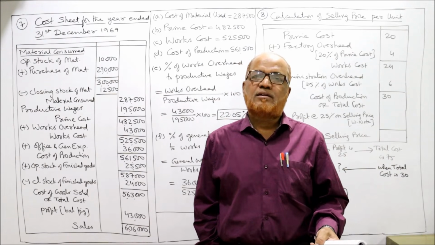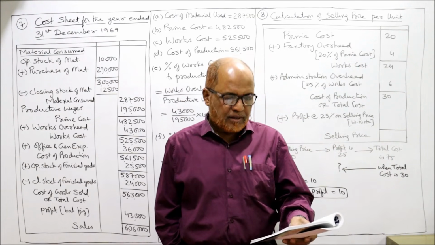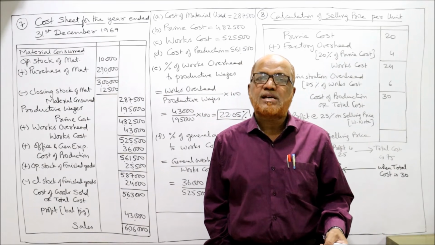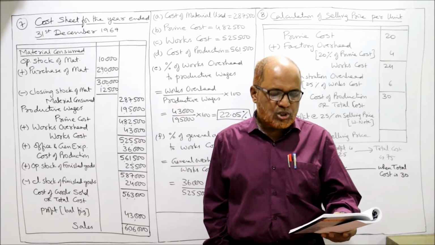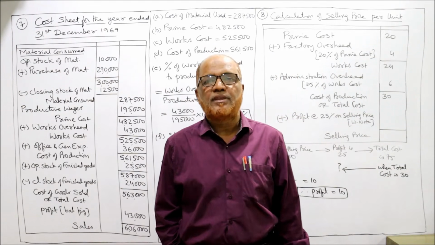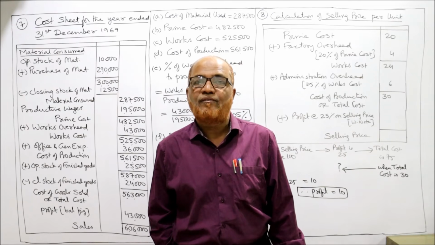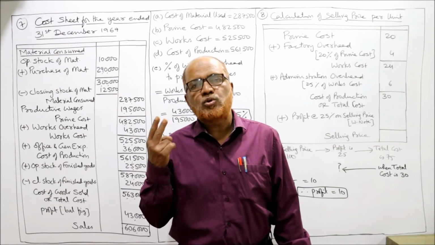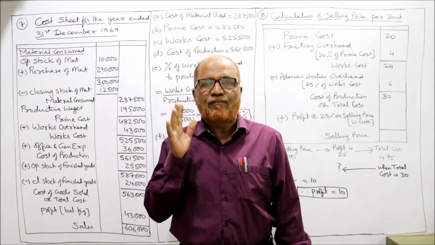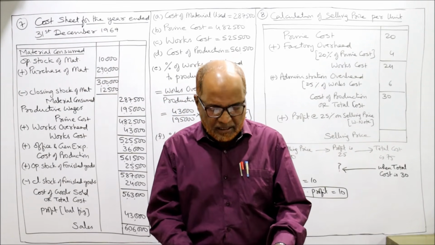Then works overhead, which is factory overhead. Then office and general expenses, which means administration overhead. Stock of finished goods on 31st December 1969 is the closing stock of finished goods. So we are given two stocks, stock of material and stock of finished goods. First of all, we have to calculate material consumed.